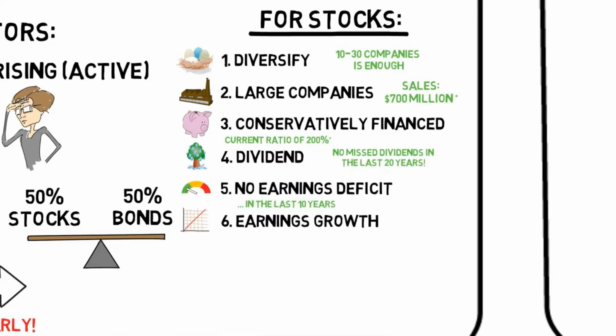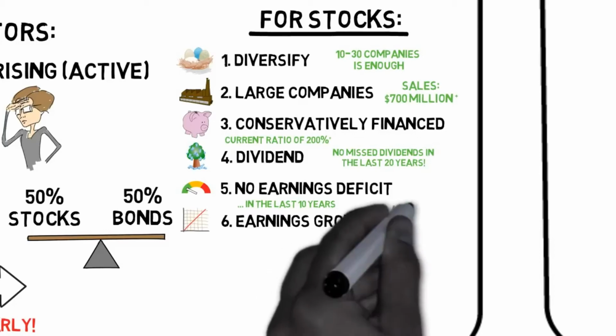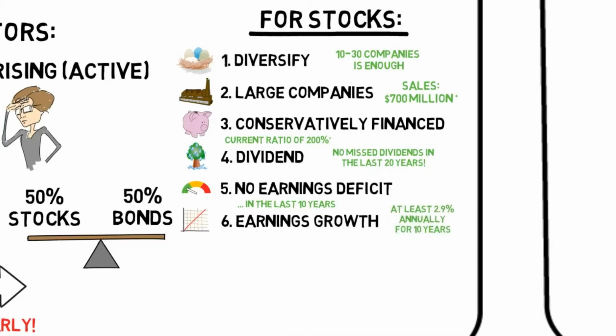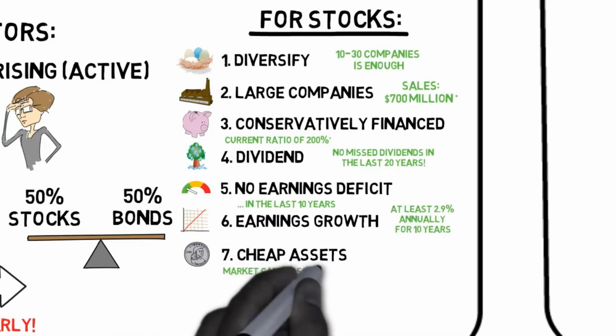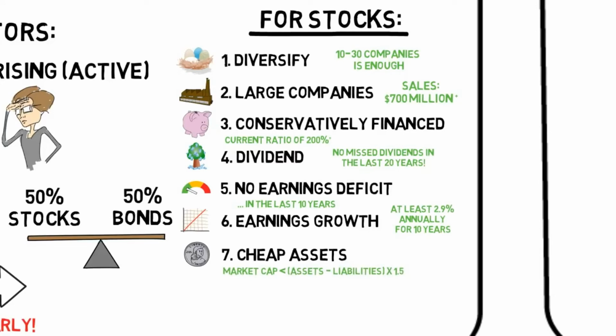At least 33% growth in earnings during the last 10 years. This translates to a conservative growth of 2.9% annually. 7. Don't overpay for assets. The price of the stock should not be higher than 1.5 times its net asset value. The net asset value can be calculated by subtracting the company's liabilities from its assets.